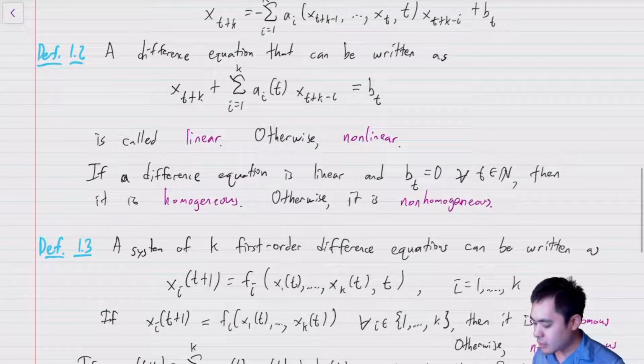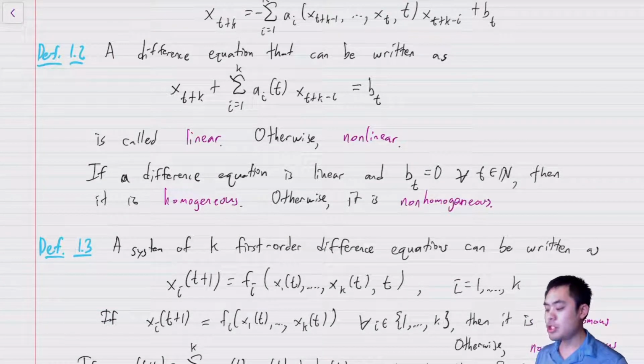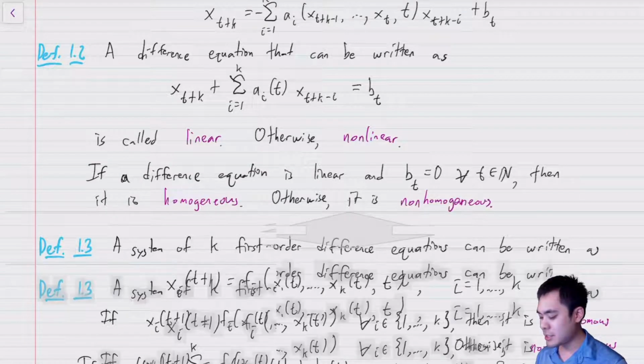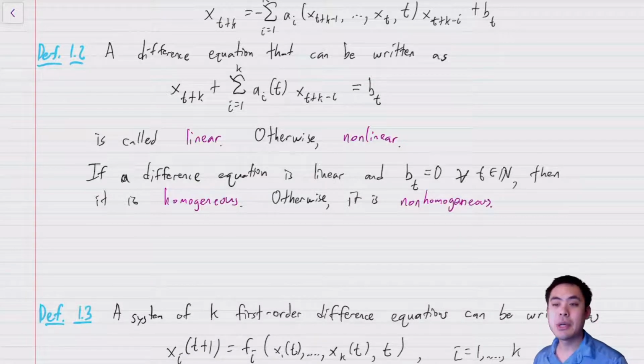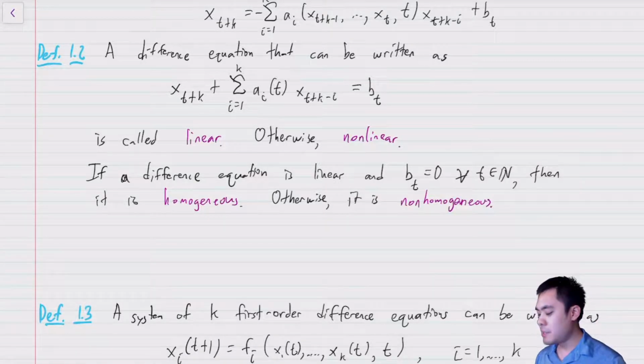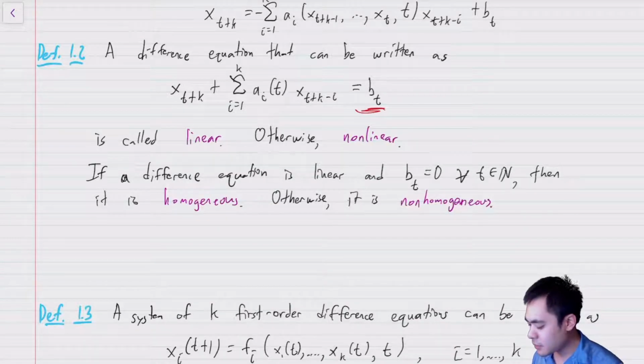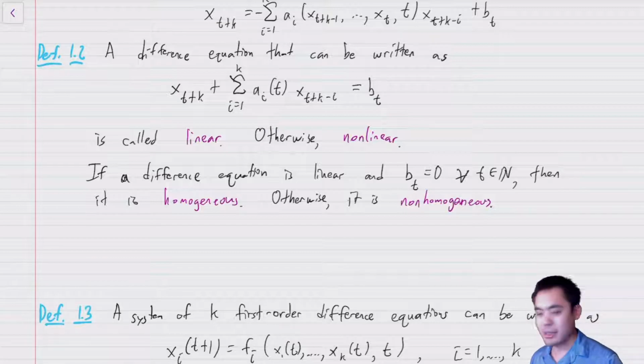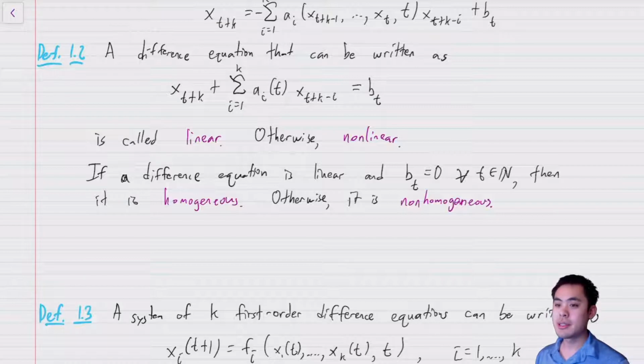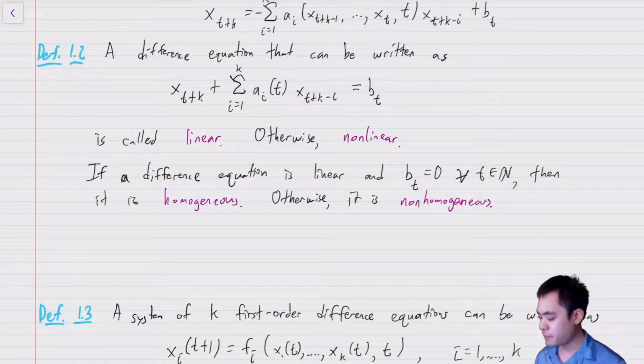One other useful classification is homogeneous versus non-homogeneous, which you should recall from your differential equations classes. So this is the same sort of idea. If a difference equation is linear, and b sub t, this term on the right-hand side, is equal to 0 for all t in the natural numbers, then it is homogeneous. Otherwise, we call it non-homogeneous. And for the purposes of this class, we'll only call something non-homogeneous or homogeneous if it is linear. We're not going to deal with whether or not you can even apply that term to a nonlinear difference equation.